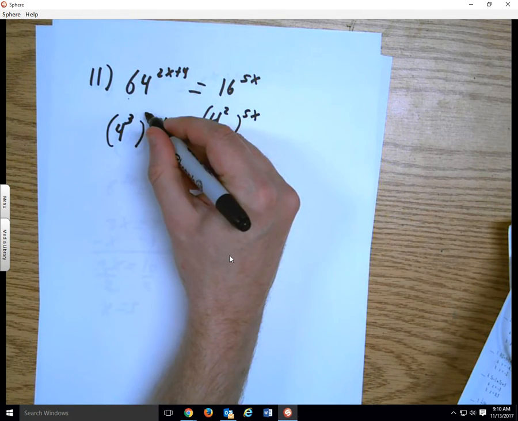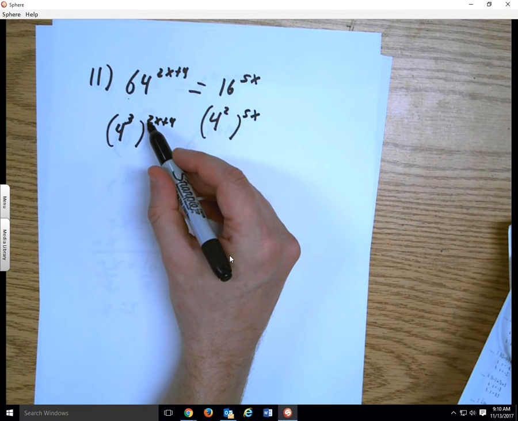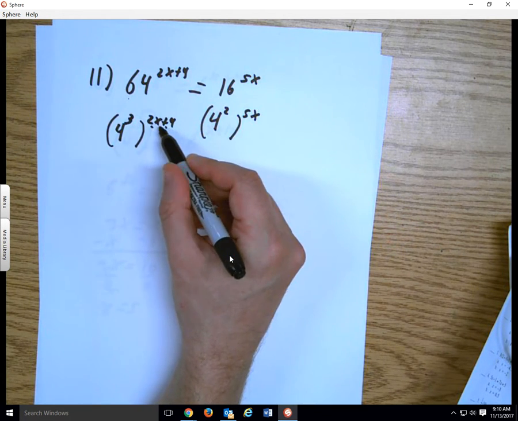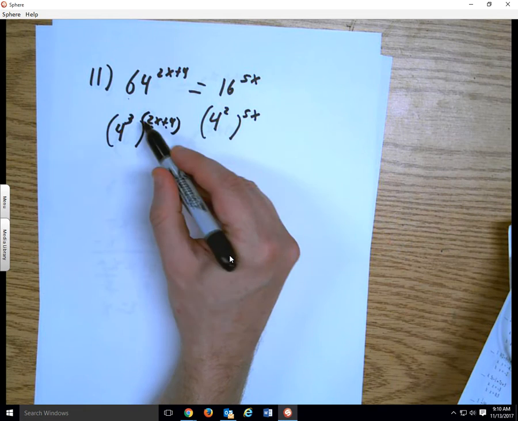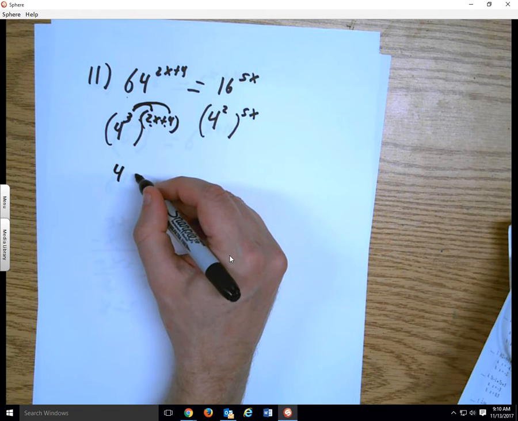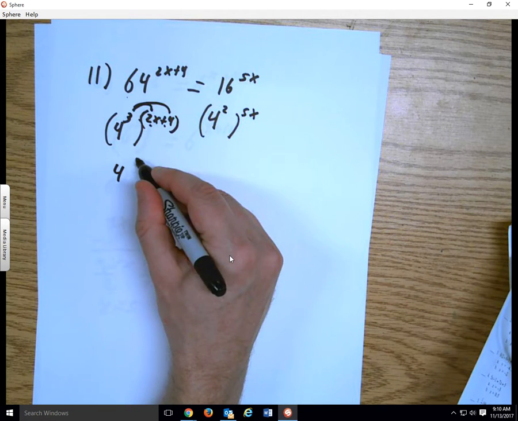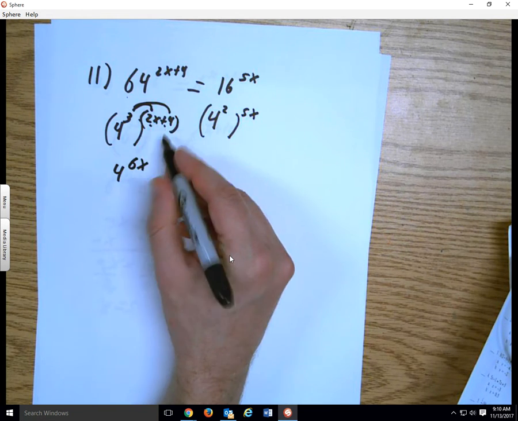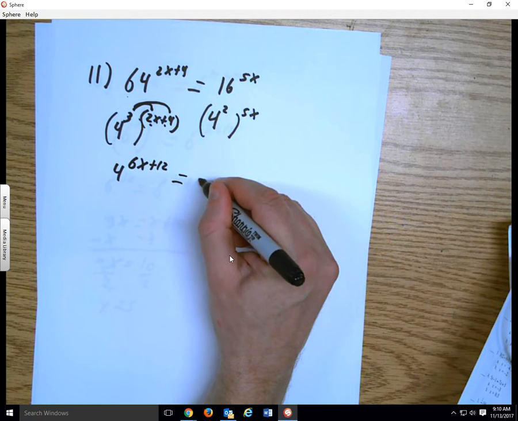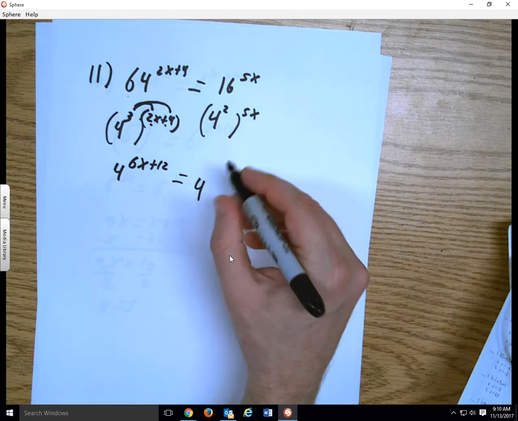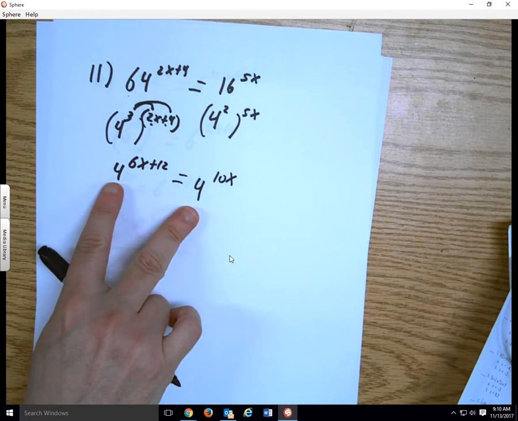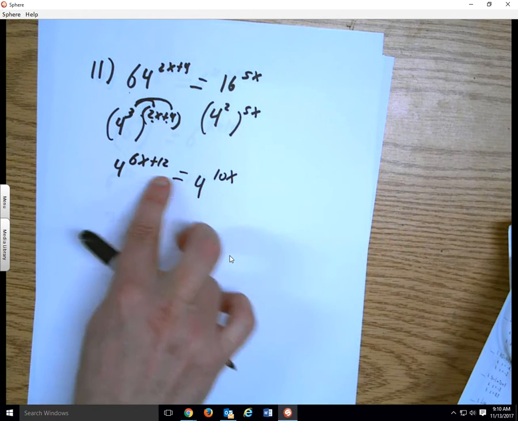Now we just multiply. Now notice that on this one here, you see how there's 2 terms you have to multiply by? There's the 2x plus 4. So it's like you're using the distributive property. You're multiplying the 3 to both. So it's like 4 to the 3 times 2 is 6x, 3 times 4 is 12. This equals 4 to the 2 times 5 is 10x. Okay, now you have the same base, right? Once you have the same base, you can set these exponents equal to each other.